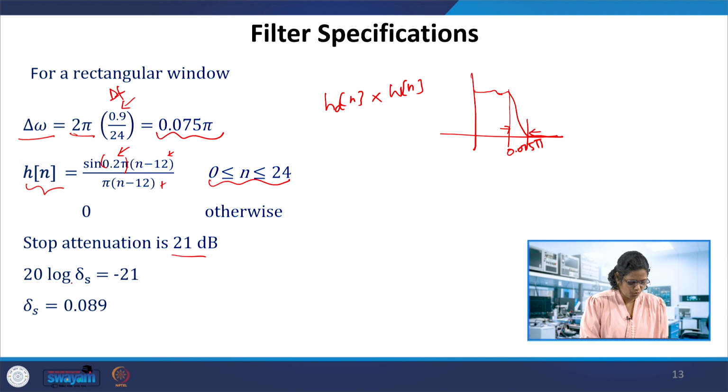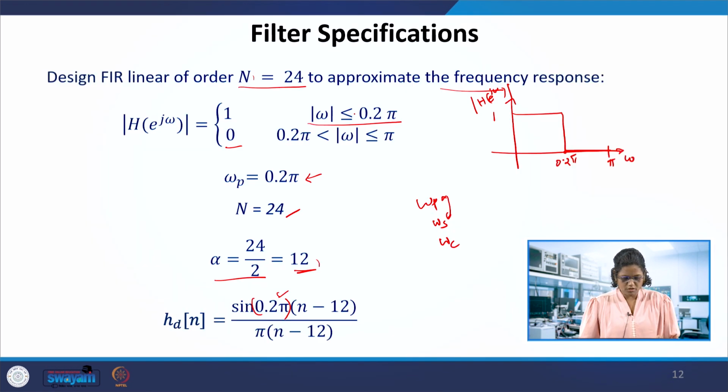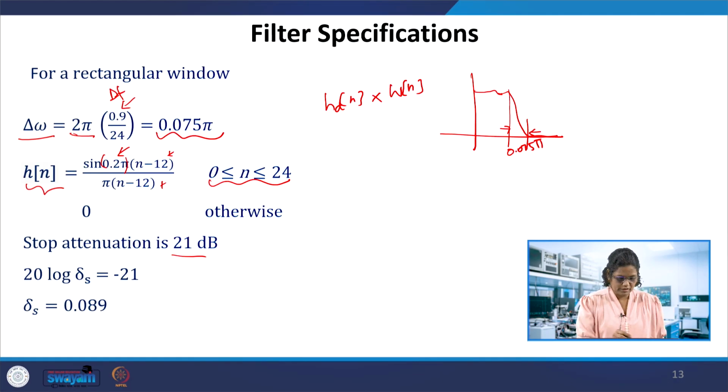If you calculate what the allowed ripple should be, the ripple specification is not given in this case. Because of using the rectangular window, 20 log of del s is minus 21 dB, from the stopband attenuation in the table again. So delta s is 0.089. So the allowed ripple is 0.089 here, del s is 0.089.